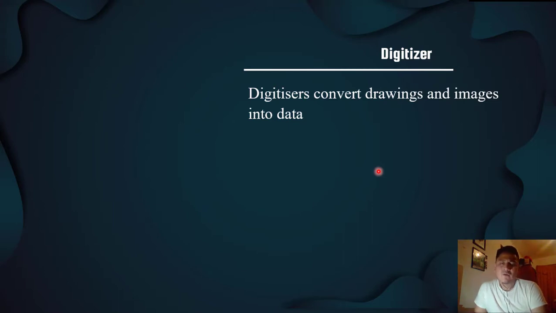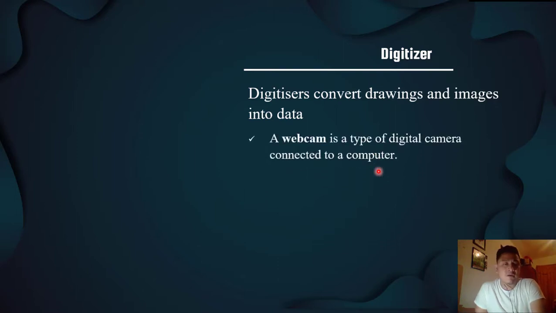Okay? However, we will not go into what a digital camera actually is, but we're going to look at a camera that is used specifically in computers, and this camera is a webcam. A webcam is a type of digital camera connected to a computer. Okay? Typically, for transmission of still or moving images over the internet or other networks.